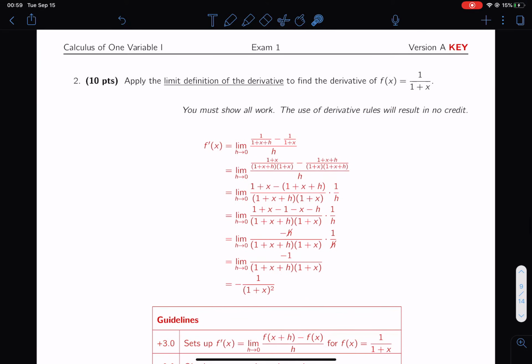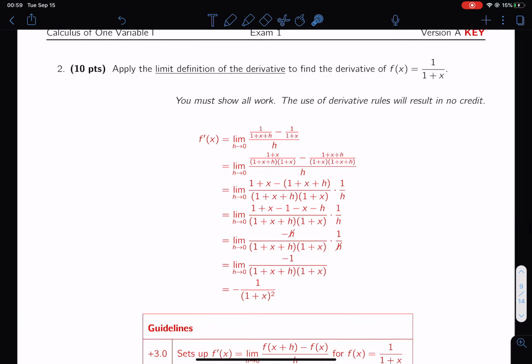And for this one, you can see, use the limit definition of the derivative to find the derivative. That means you cannot use L'Hopital's rule. You have to use the definition. The definition is f of x plus h minus f of x divided by the difference, which is h. So you just do it one by one.